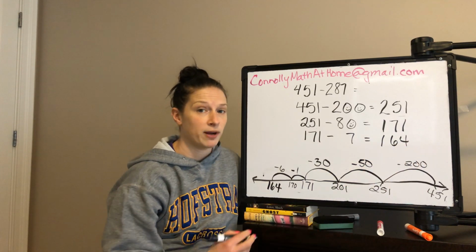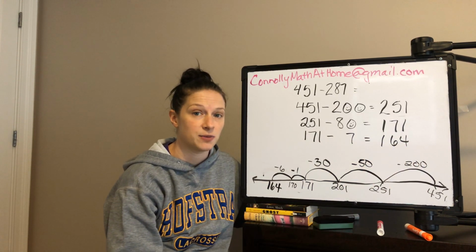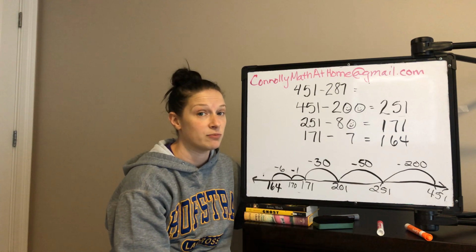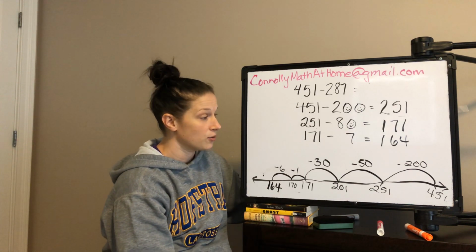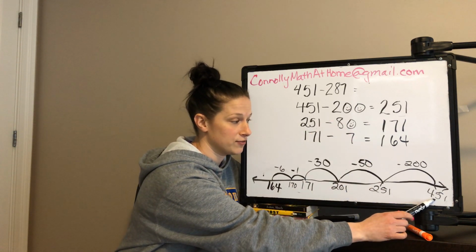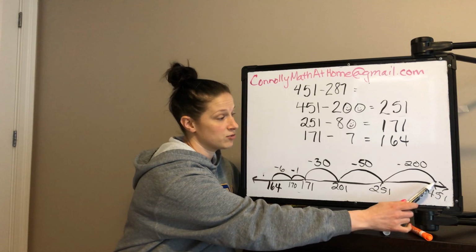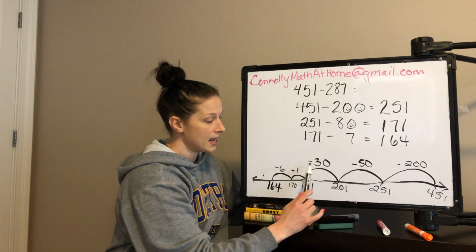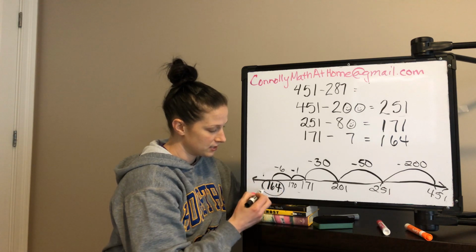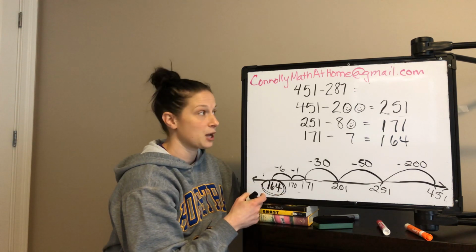So let's talk about where we see our final answer in this strategy, because in all the strategies, our answer might be in a different place, and you have to keep track of what's going on. So in this strategy on the number line, I started with 451. I subtracted 287, and where I landed was 164. That's where I ended up.